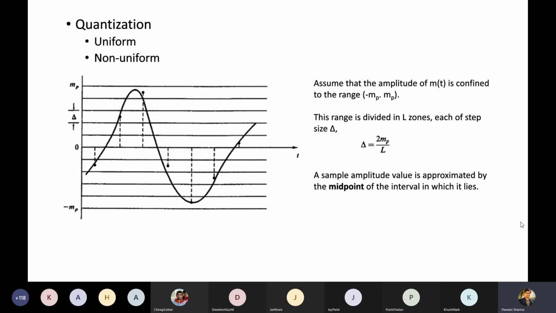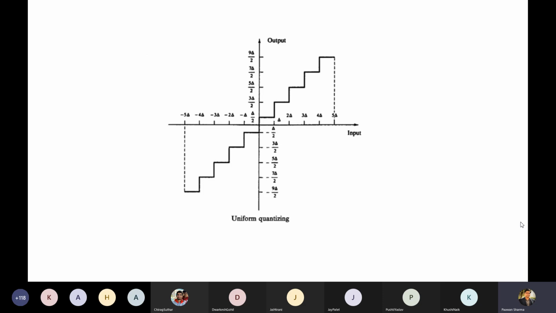So this is interval 1, 2, 3, 4, 5, 6 like that. Whatever sample amplitude value you have, you consider the midpoint of that particular interval in which the value is lying, and you assign that midpoint value. So you have input in the range like this, and you have output like this in uniform sizes, midpoint values. We call it uniform quantizing.